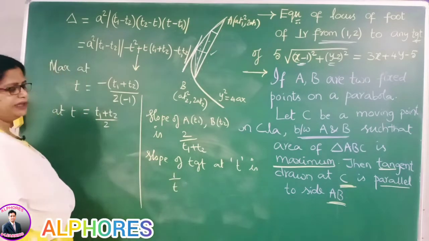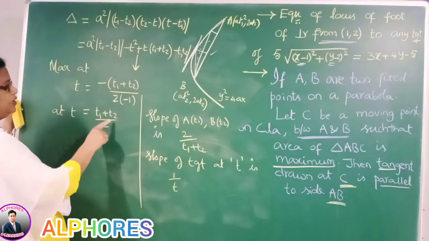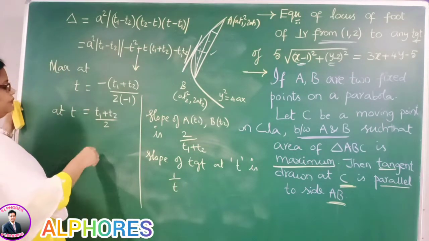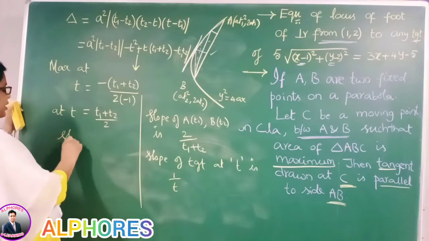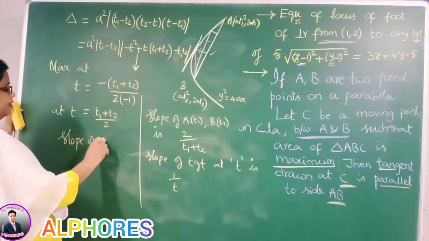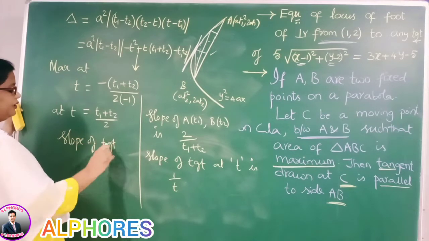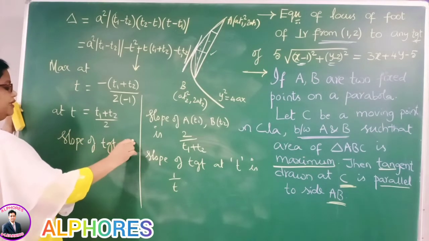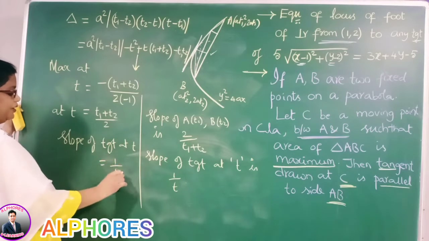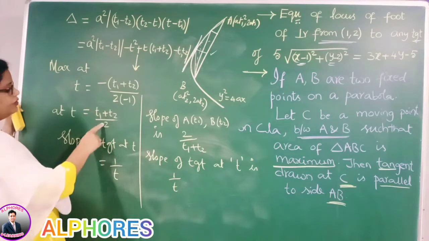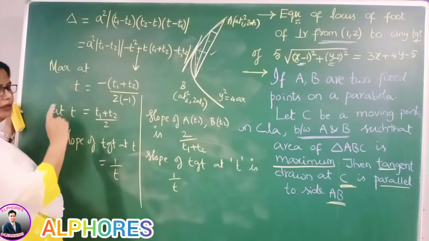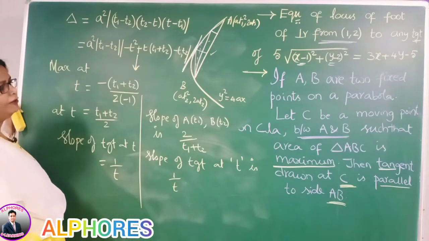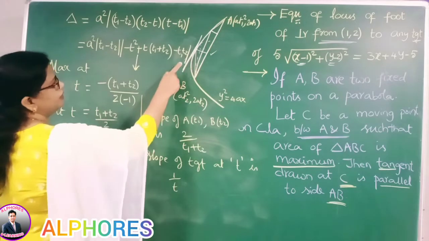Now observe students, what is this value? At t you got this value. Therefore if I write exactly at t, the slope of the tangent at t is how much here? It is nothing but 1 by t. So if you compare, this is how much here? 2 by t1 plus t2, the reciprocal. That implies, what is the meaning? These two slopes are one and the same.